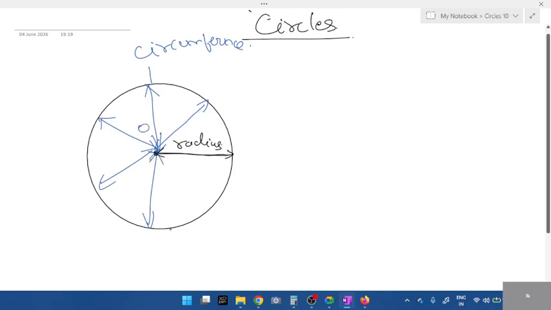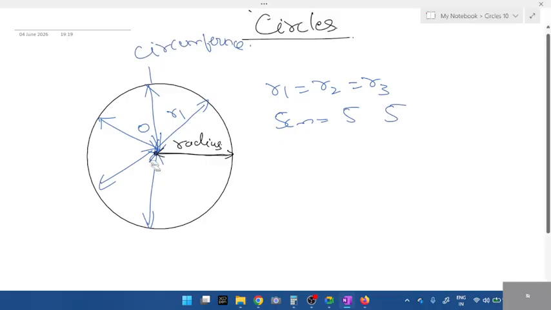The center, I'll write it as O. I'll take the radius as R1. There are a lot of radii. R1 is equal to R2 is equal to R3. The values will be the same. If R1 is 5 centimeters, definitely all the values are 5 and 5. Okay, this is radius. Now next, tell me, diameter.